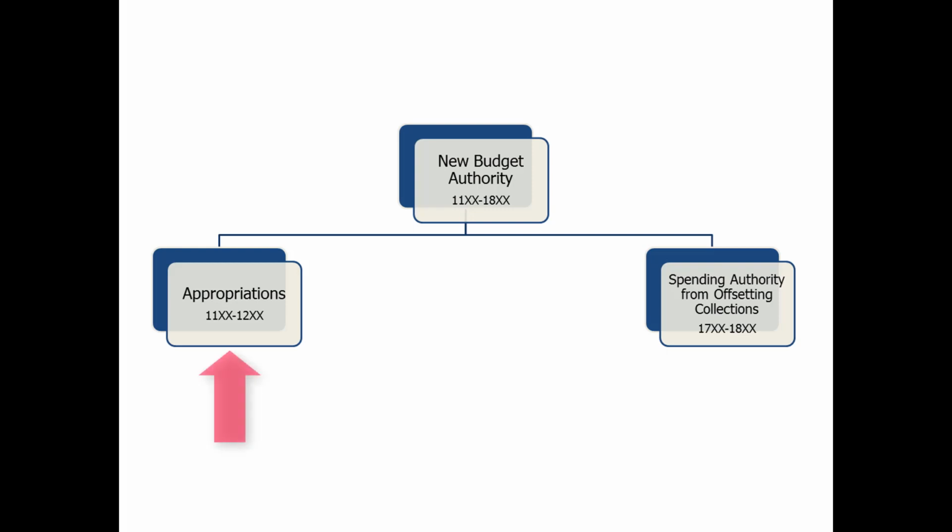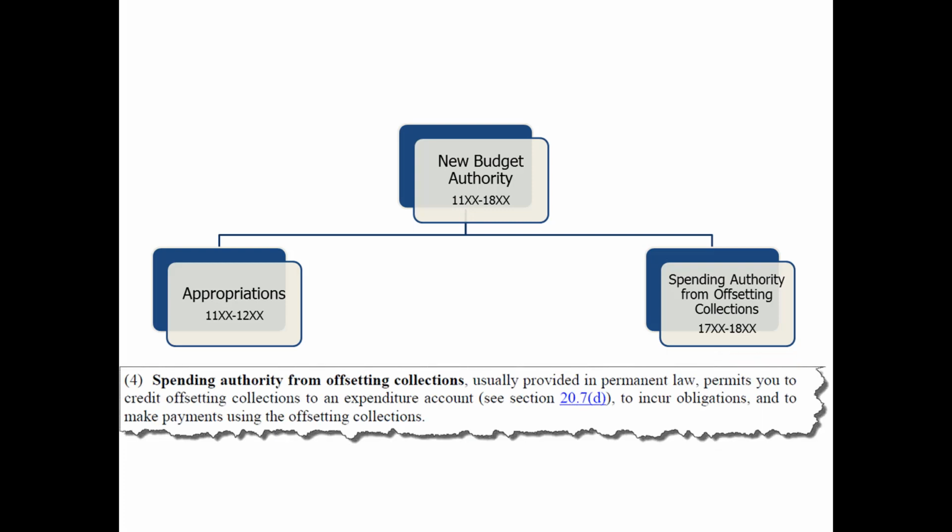That's the end of the appropriations portion of the new budgetary resources. Now let's move to the spending authority from offsetting collections section. Recall that spending authority from offsetting collections permits you to credit offsetting collections to an expenditure account, incur obligations, and make payments using the offsetting collections. For example, user fees, PHS evaluation funds, Economy Act reimbursable agreements, Stafford Act tasks, and so forth, all require some sort of statutory authority for you to collect the funds into your account and spend them.